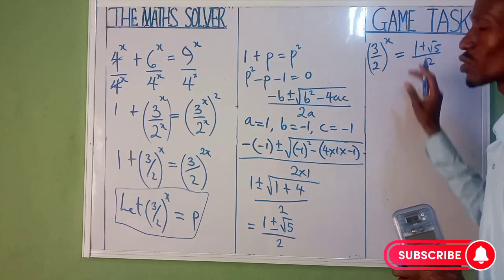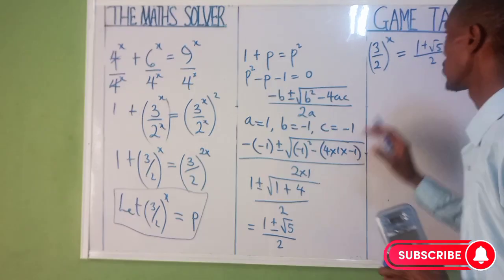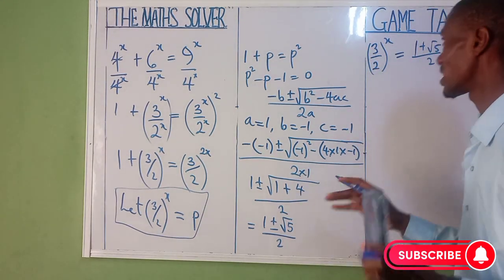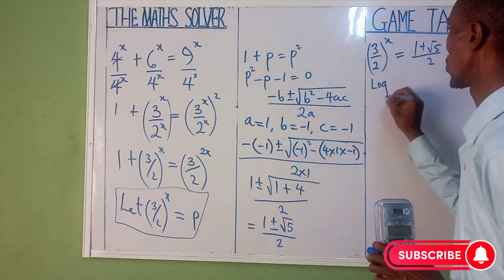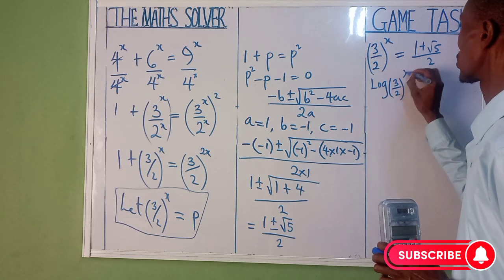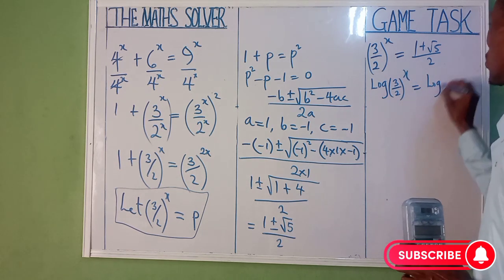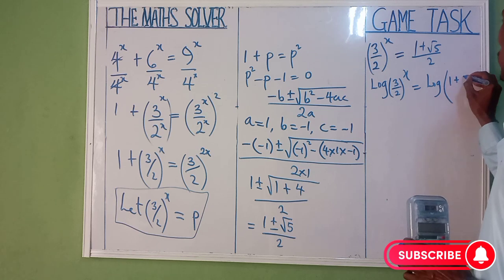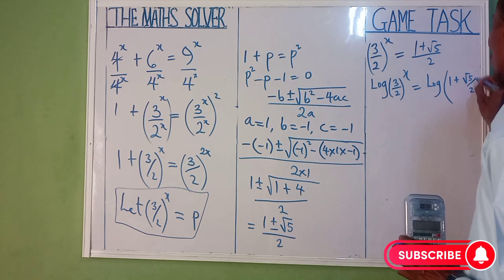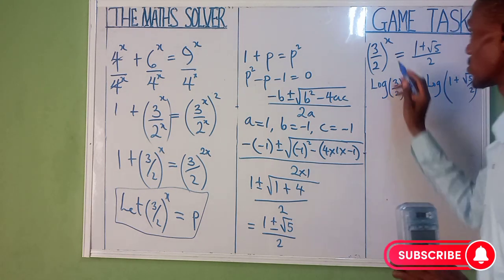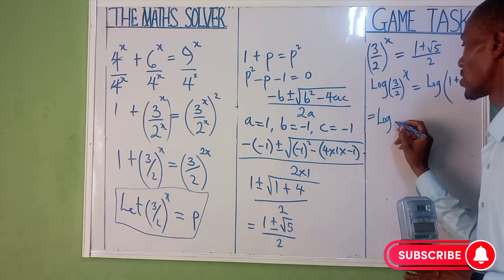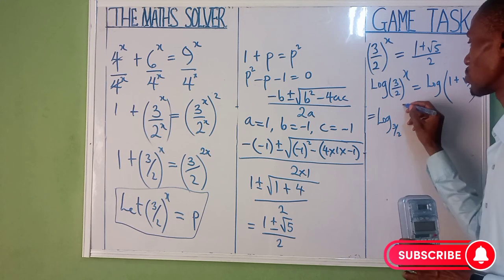So, for you to now solve this, by the time you see raised power of x here, you introduce logarithm to both sides. You say log of (3 over 2) raised power of x equals log of (1 plus root 5 over 2). According to this, we have 3 over 2, because that's going to be our base. Now say log base 3 over 2, and apply it to both sides.